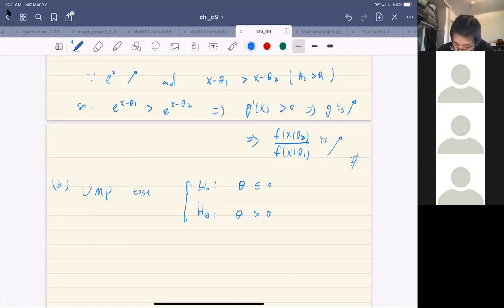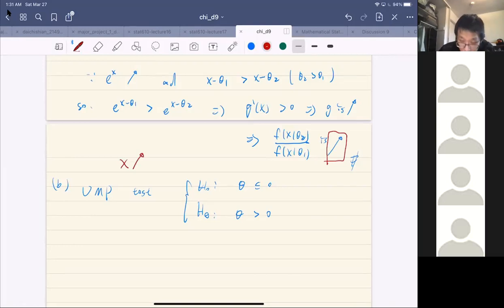If the likelihood ratio is monotone, that means if x is increased, if the likelihood ratio is increasing, then we tend to believe theta is large. How I say, if x is large.